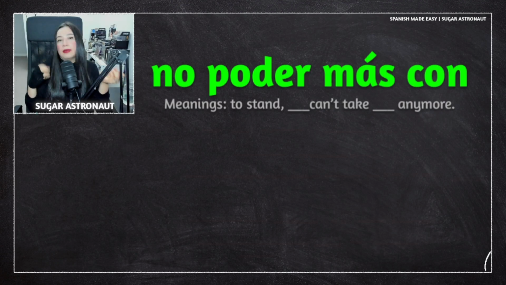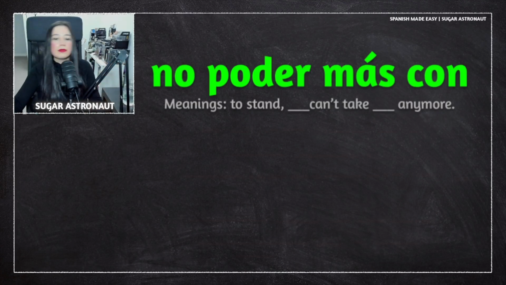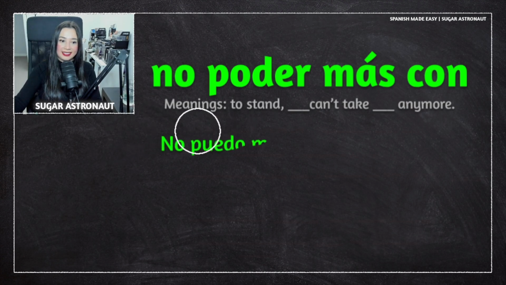If you're referring to someone that you cannot stand, then it's very similar to use the verb to stand or to not be able to stand someone. And when you're talking about situations, then it's very similar to saying I can't take something anymore, okay? Or you can take, we can take, and so on. Now let's look at some examples using this phrase.